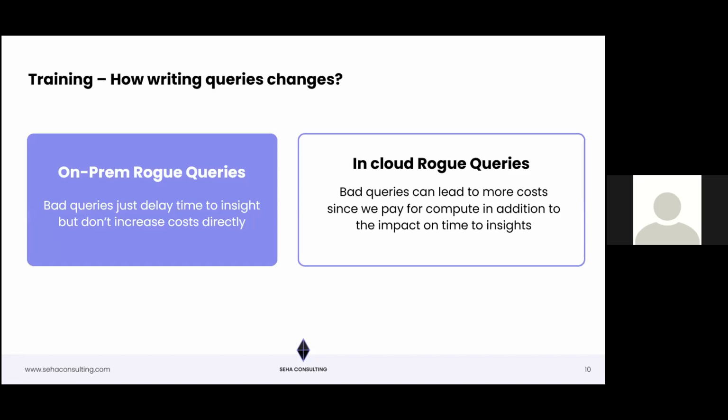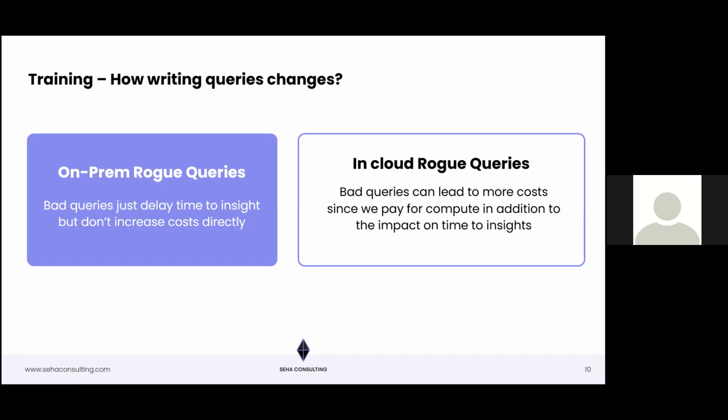Obviously, another thing to keep in mind as you're moving things into the cloud, it's really a different paradigm when you're writing queries. Many of us have been in the data warehousing environment, where a rogue query is slowing everything down, it's causing table locks, and it has a performance impact as far as getting an ETL job to finish and getting the reports out to your users. The bad queries just delay the time to insight, but they're not really increasing the cost, because your on-prem system is what it is.